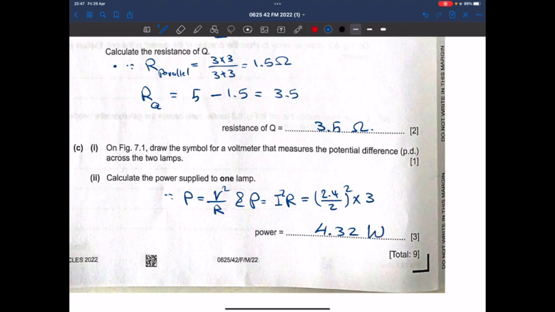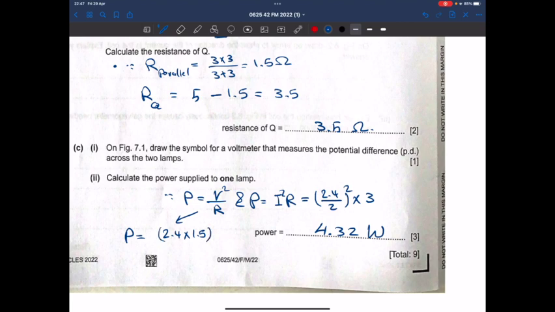This is the power. So we could use I squared R to find the power, or you can use V squared divided by R, but in this case, you need to calculate the potential difference across the resistance. You can find the potential difference using V equals IR. I could write that power equals V squared, where V could be calculated from IR. So the current is 2.4 times the resistance, which is 1.5.